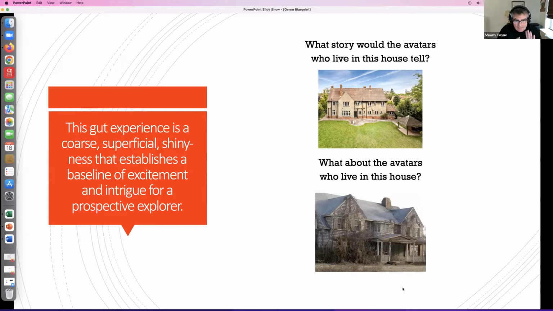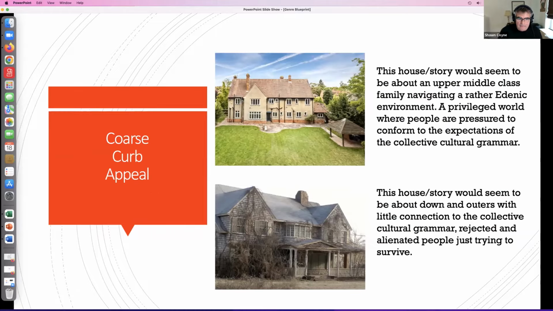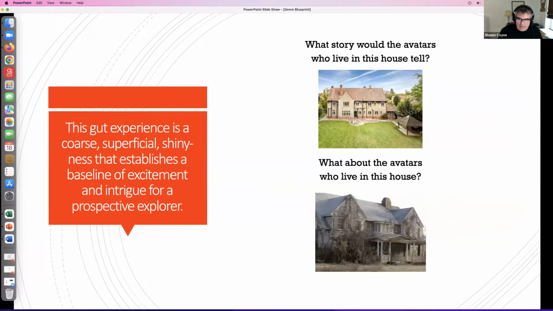So when you take this concept, just apply it to what's your gut feeling about this house? Like, what story would the avatars who live in this house tell, right? You kind of think about it. And what about these avatars? Is there a difference? Well, I think you would all agree. Whoop, I went a little too far here. All right, so let me go here.